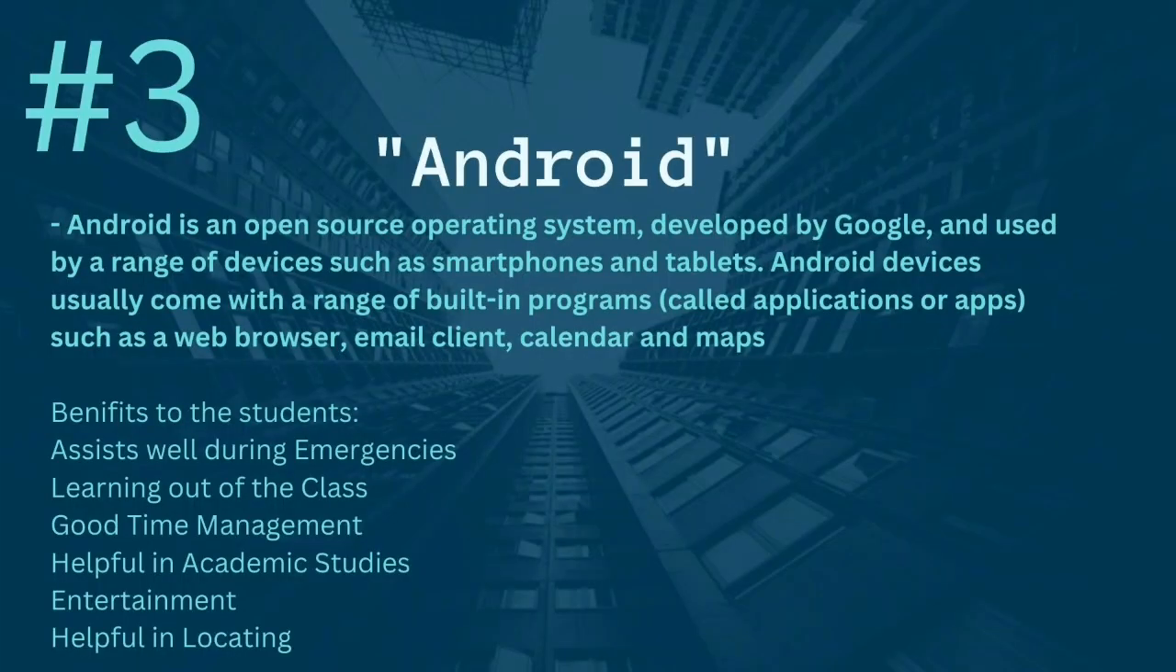Number 3. Android. It is an open source operating system developed by Google and used by a range of devices such as smartphones and tablets. Android devices usually come with a range of built-in programs called applications or apps, such as a web browser, email client, calendar, and maps. We now live in a world that is more connected than ever before just because of mobile phones, right? Having the convenience of a mobile device gives students an edge.